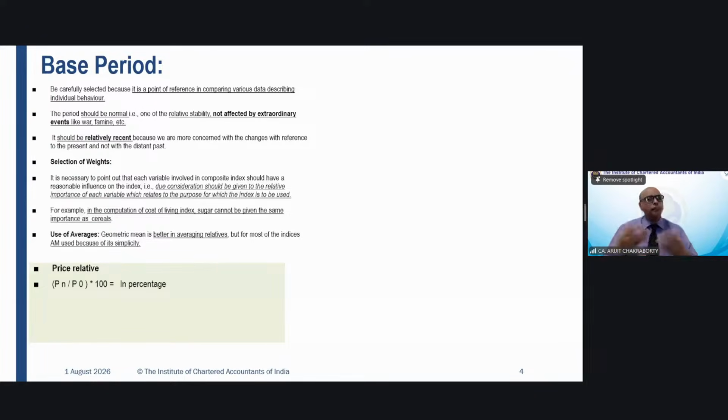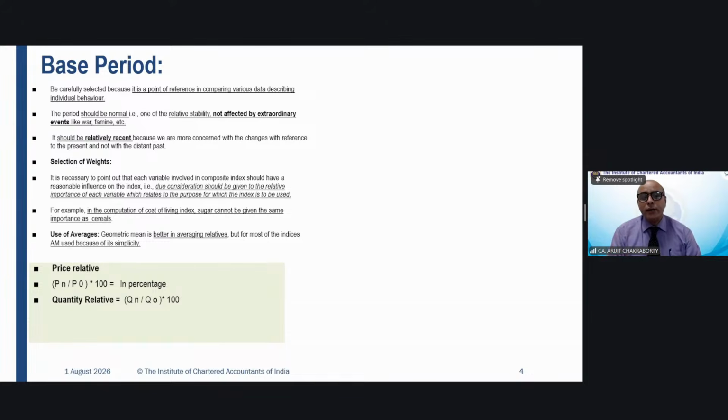The first part, very simple, Pn divided by P0 into 100, and this is expressed as a percentage where Pn is the price of the commodity, of any commodity in the current year. P0 is the price of the same commodity in the base year, and we just find out the ratio Pn divided by P0 and we multiply that by 100. Okay, so this is price index.